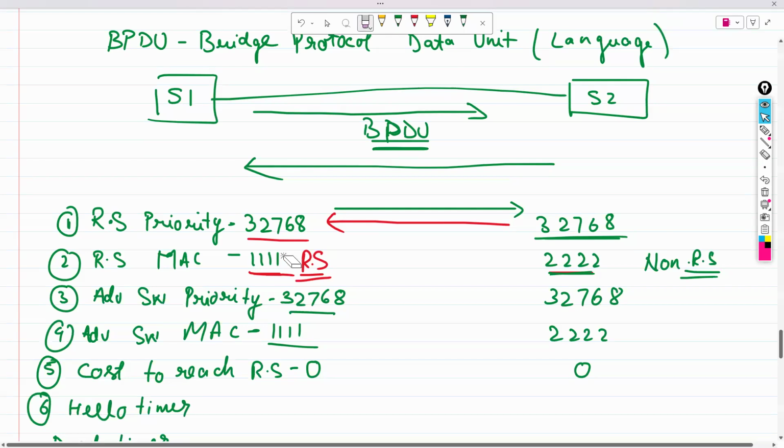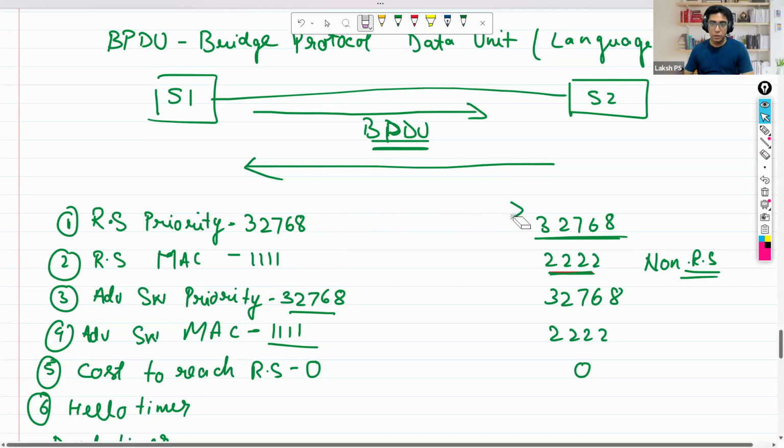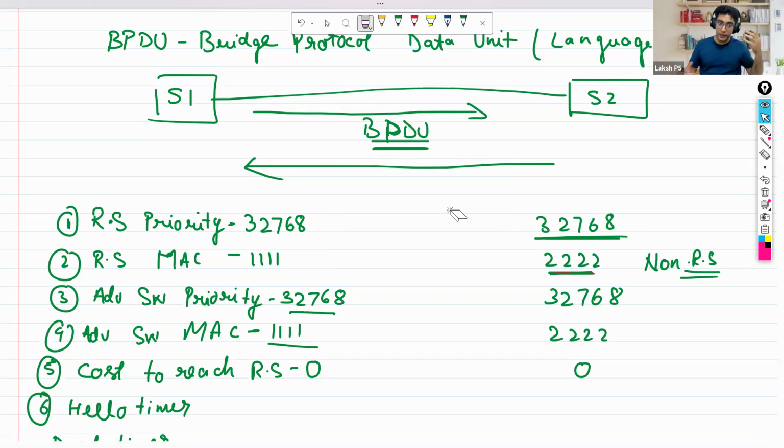Yeah, it's clear. So with this message only, they decide automatically. Yes. So imagine not just two switches, there are multiple switches exchanging BPDUs with each other. And based on the BPDU information, they come to know which is the root switch, which is the non-root switch, and which will be the root port.